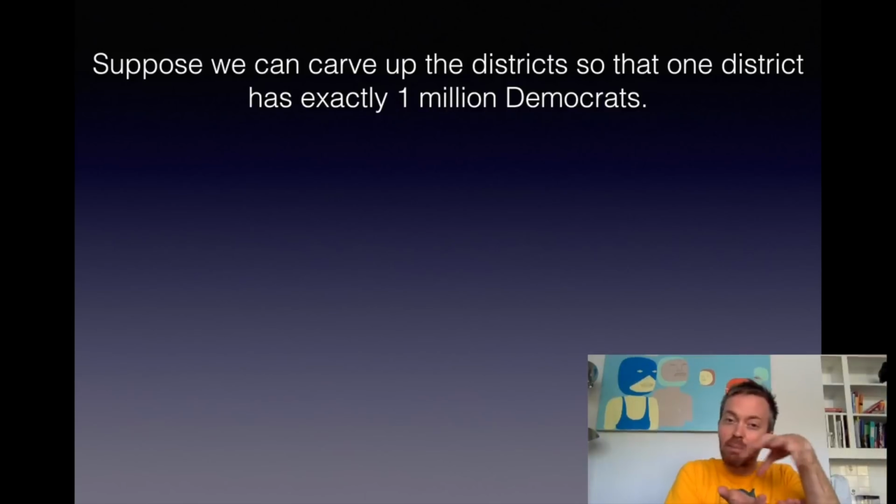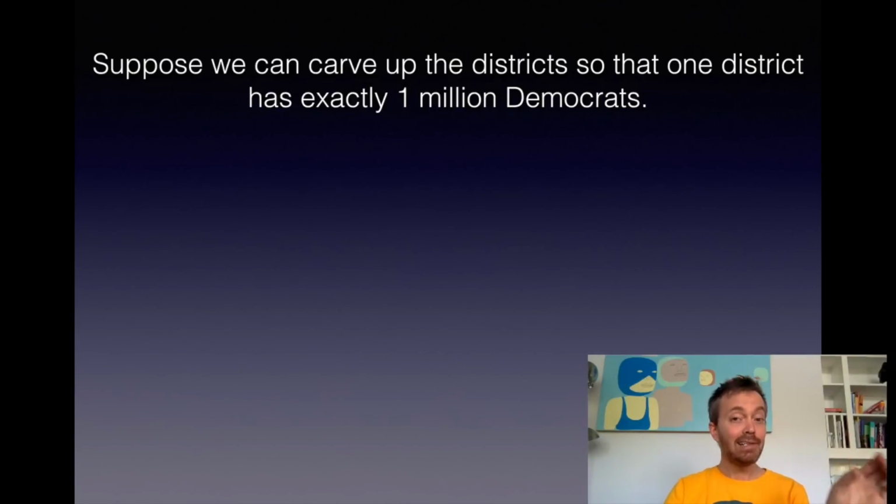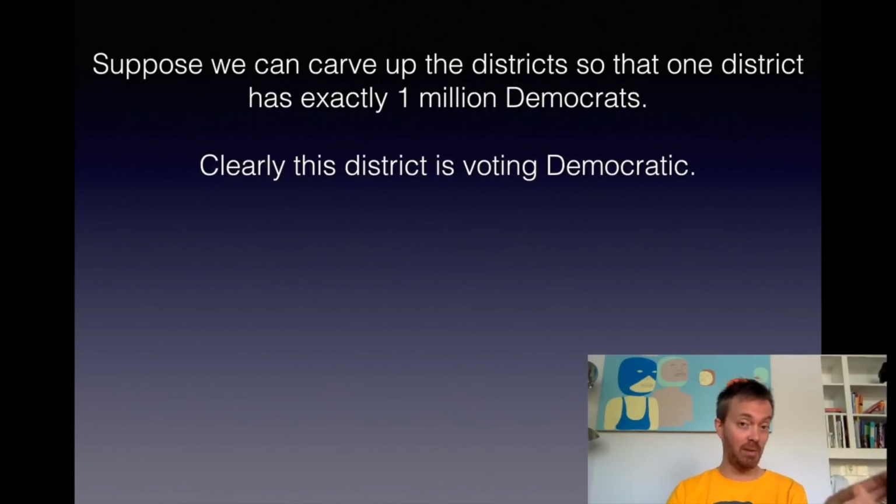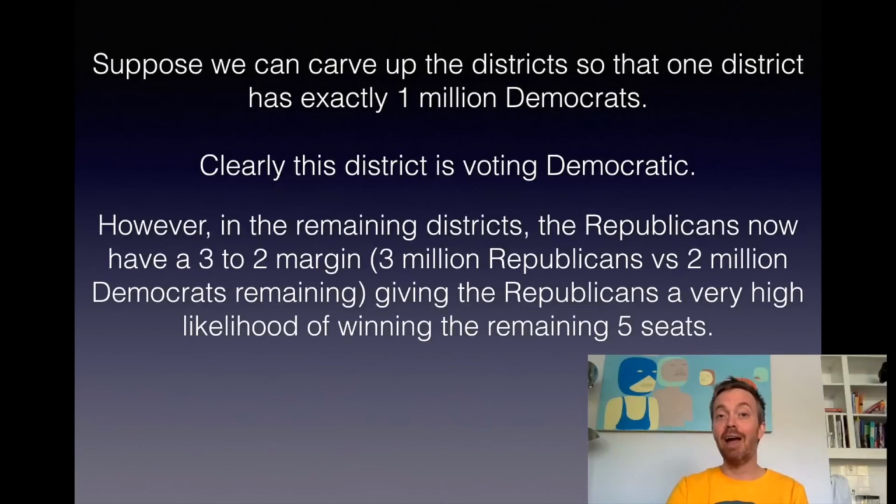So suppose we can cut up those districts so that one district has all Democrats. It has 1 million Democrats. Well, clearly that district is going to vote Democratic, right? I mean, they're all Democrats. But the problem is, in the remaining districts, you now have 3 million Republicans versus 2 million Democrats remaining. If you can now cut up those remaining 5 districts so that that ratio is kept relatively constant, well, now in those other 5 districts, the Republicans have a 3-2 advantage.